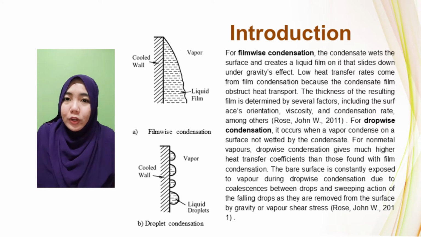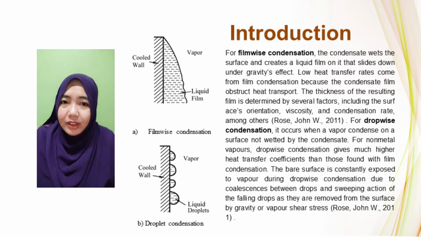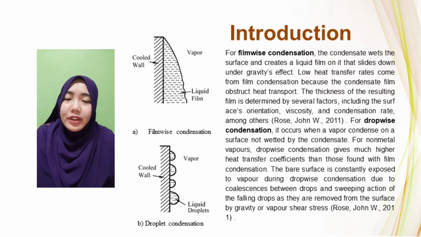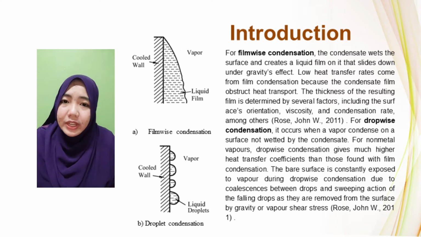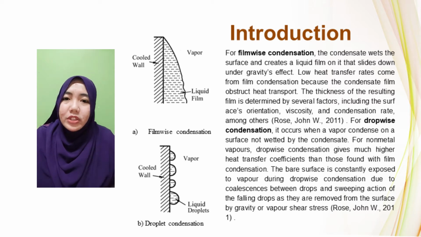For film-wise condensation, the condensate wets the surface and creates a liquid film on it that slides down under gravity's effect. Low heat transfer rates come from film condensation because the condensate film obstructs the heat transport, and the thickness of the resulting film is determined by several factors such as surface orientation, viscosity and condensation rate among others.